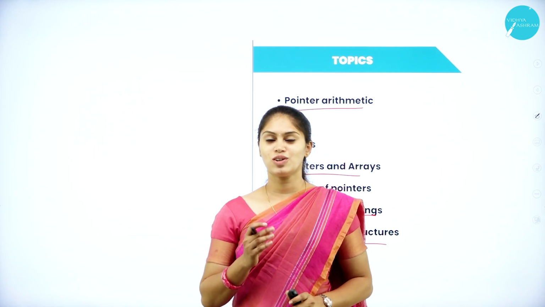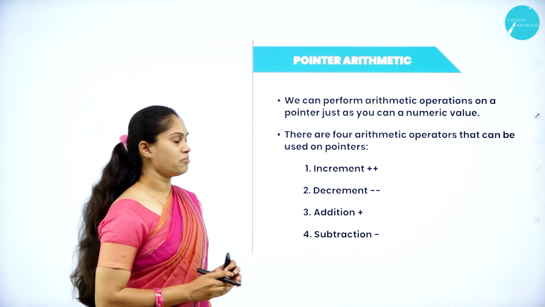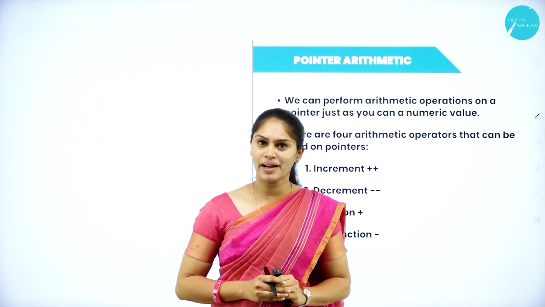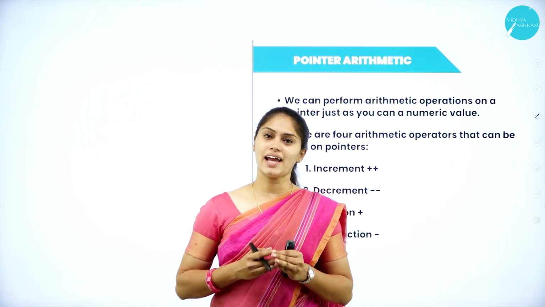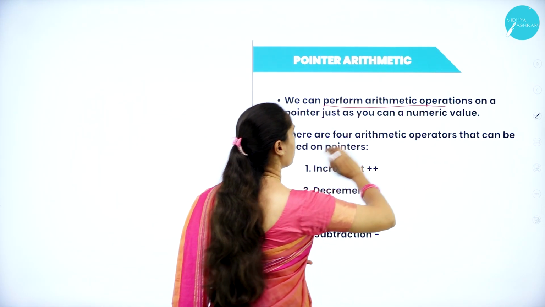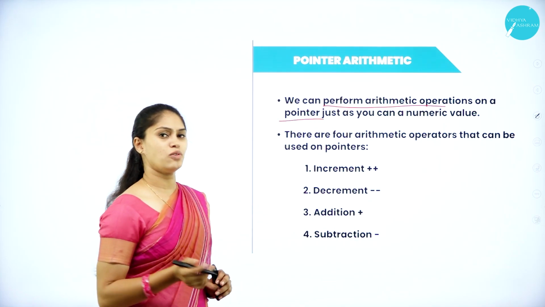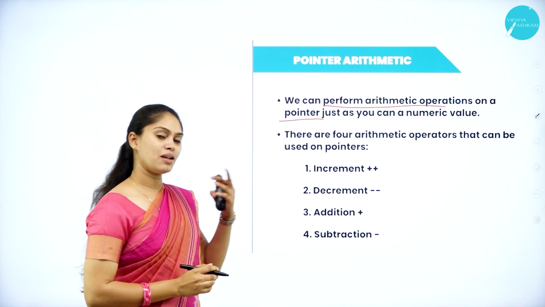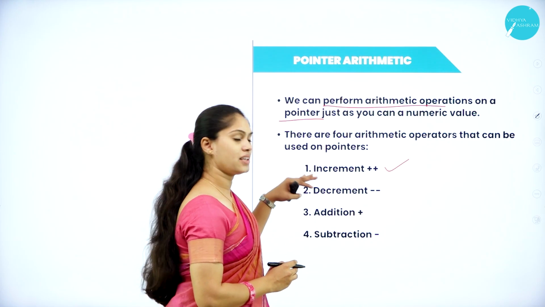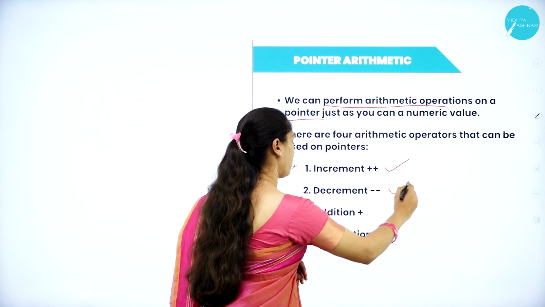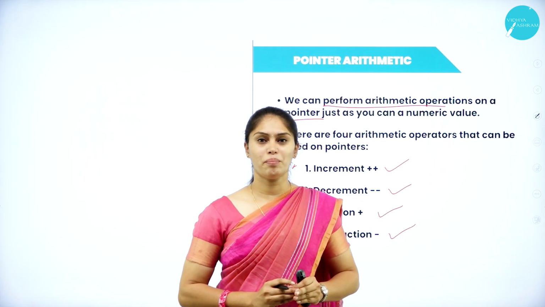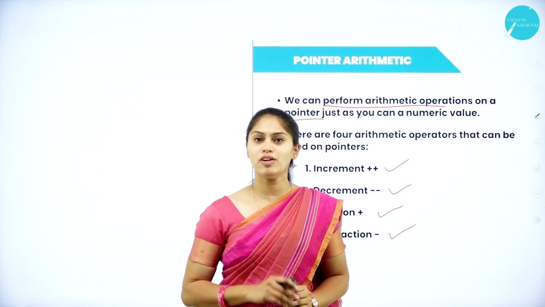Let me get into the first thing, that is pointer arithmetic. What is arithmetic? Arithmetic is nothing but operations. What are the operations that I can perform with this pointer? We'll see now. We can perform arithmetic operations on a pointer. What are the arithmetic operations that I can perform on a pointer? I can use the increment operation, then decrement, addition and subtraction. So these four are the arithmetic operations which I can perform with the help of a pointer.